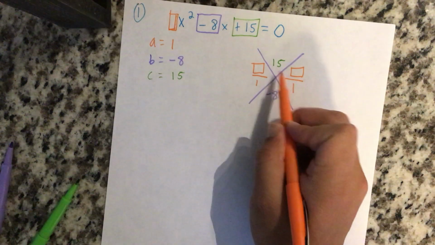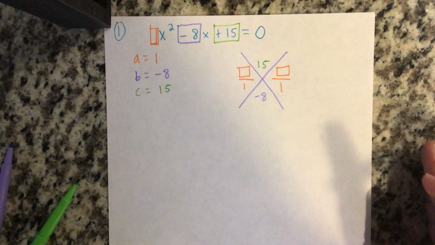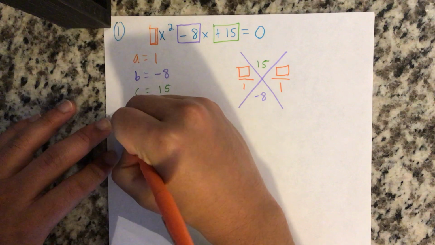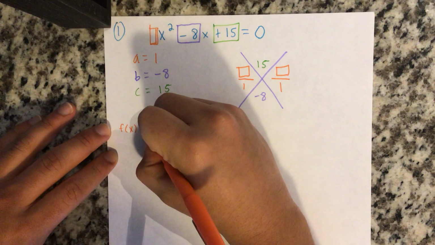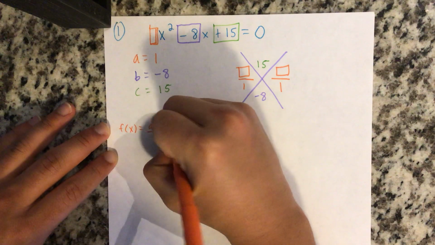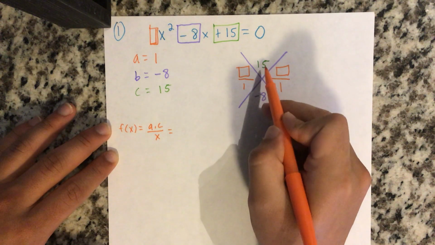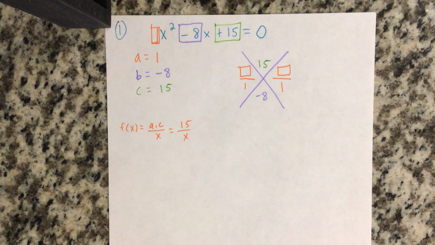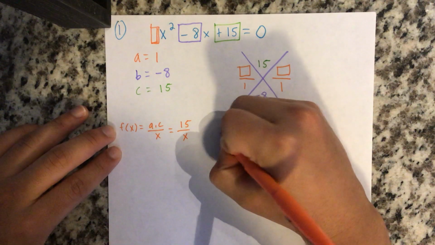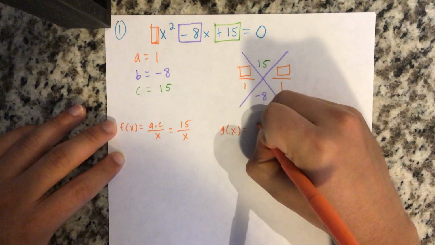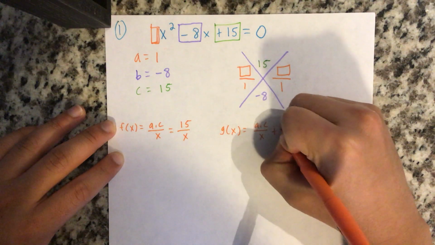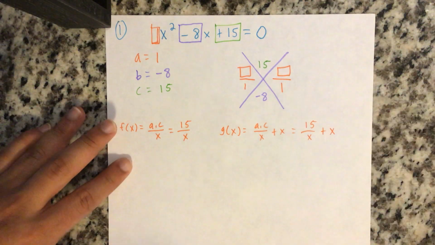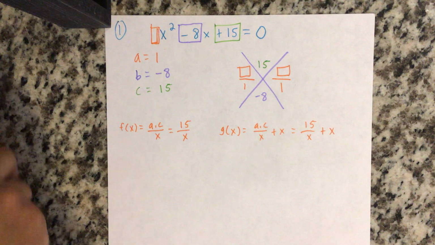So here, remember, to find what's in these two boxes, I need those two equations, okay? So let's start writing them out. So first equation, remember, f of x equals, remember, the equations are a times c over x. So first equation, a times c, 15. So 15 over x. Easy, right? Okay. G of x, just as easy to find. G of x, remember, that's a times c over x plus x, which gives me 15 over x plus x, okay? So, I have two equations.